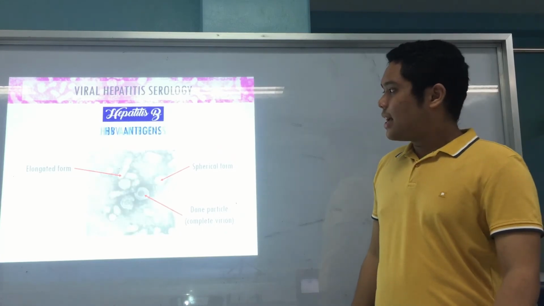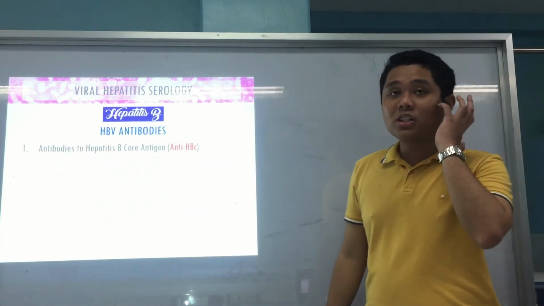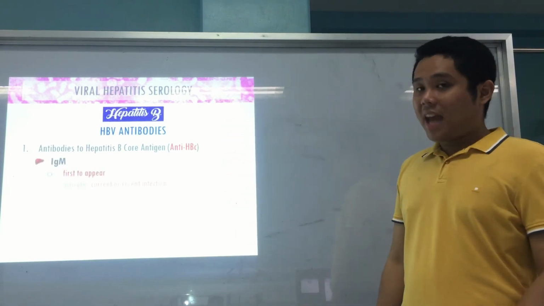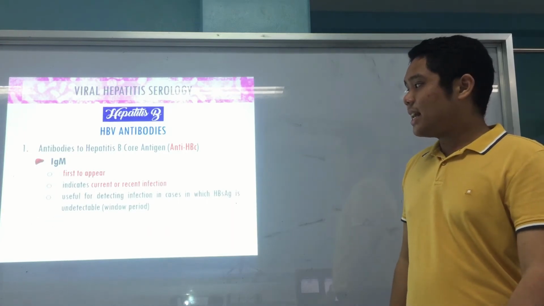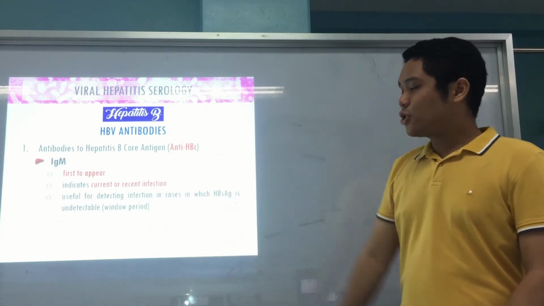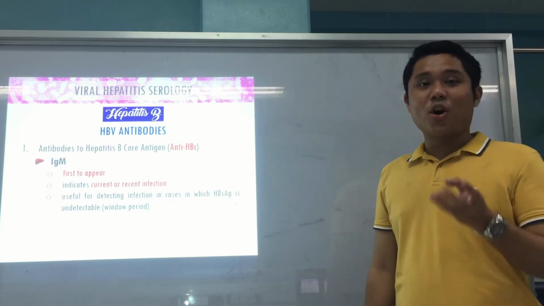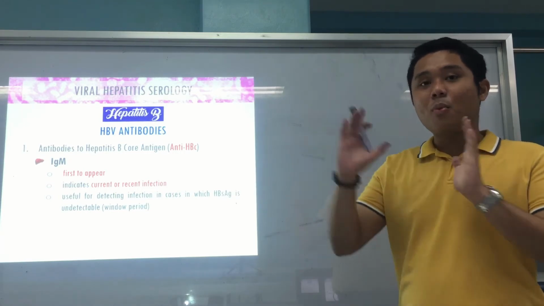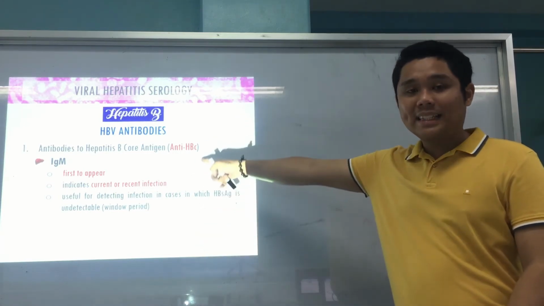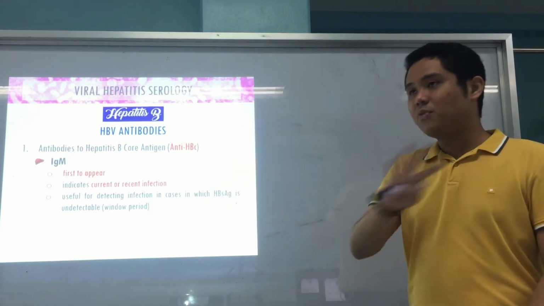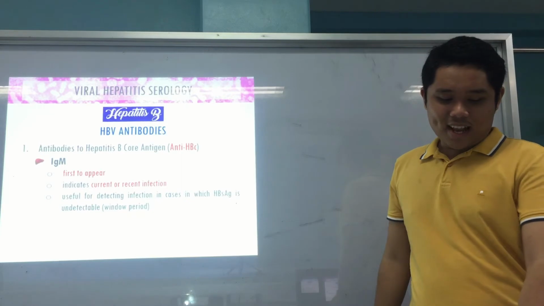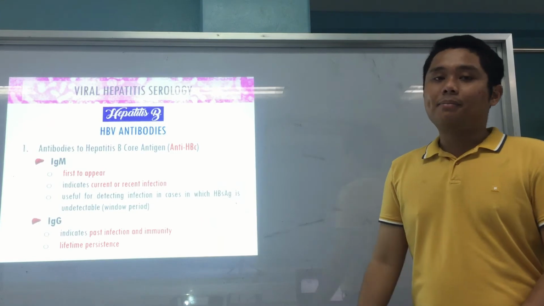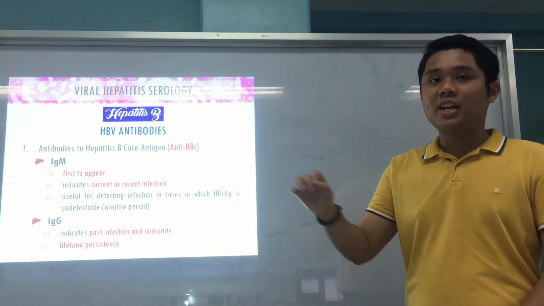Now we go to the antibodies. Of course, the first antibody to be released is your antibodies to HBc or anti-HBc. The IgM is the first to appear, and it indicates current or recent infection. It's usually used for detecting infection in cases of window period. So the test that you want to perform if the patient is in the window period is your IgM anti-HBc. It can also be detected, while the rest of your markers cannot. And for IgG, it indicates past infection and immunity, and it provides lifelong protection and can persist for a lifetime. IgG anti-HBc.